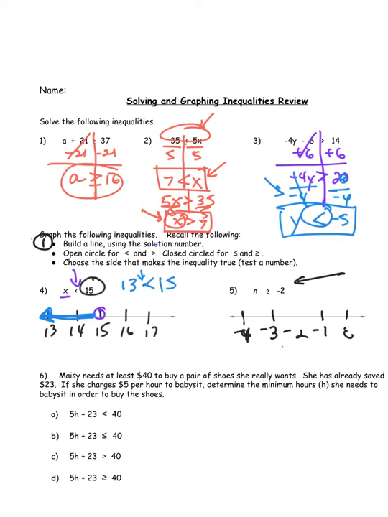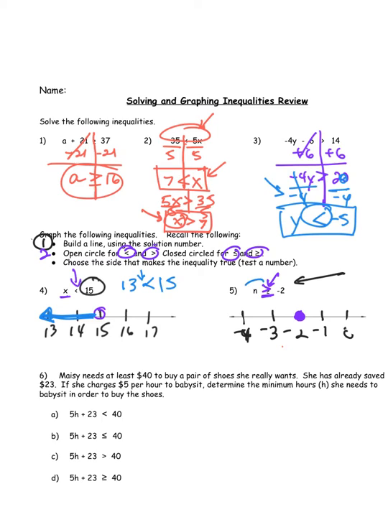The second step says that I want an open circle for less than or greater than, and a closed circle for less than or equal to, and greater than or equal to. So I'm going to look at this sign. I see a greater than or equal to, so on the number that I'm looking at, I'm going to darken in that circle, which means I'm including negative 2 because it could also be equal to negative 2. So that's step 2.